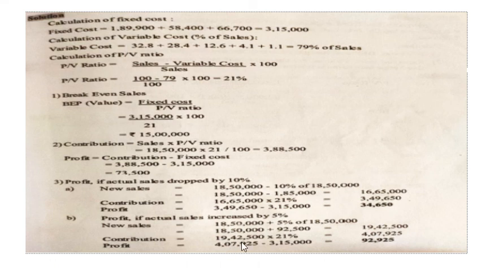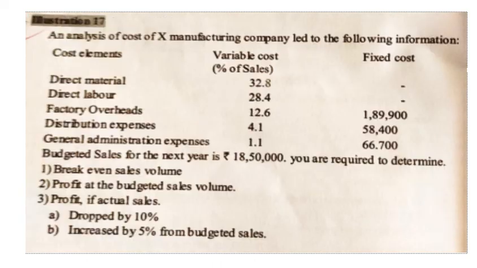So 19,42,500 into 21% of your PV ratio will give you your contribution, which is 4,07,925. So to find out profit, contribution minus fixed cost will tell you whether you have a profit or loss. So 4,07,925 minus 3,15,000, which is your fixed cost, you will be getting a positive answer, which is 92,925. So this is the calculation for the questions asked in this problem.